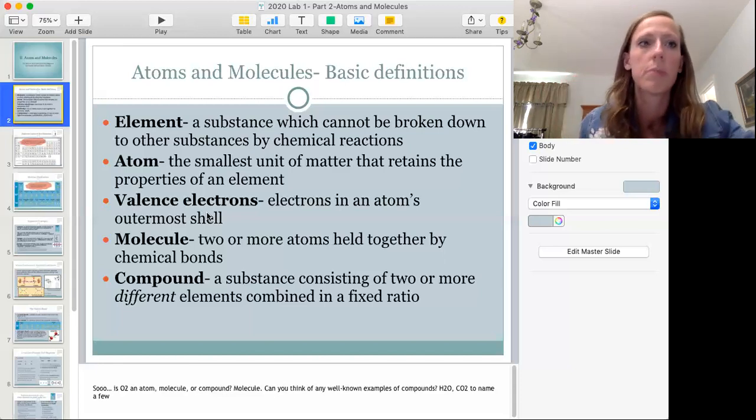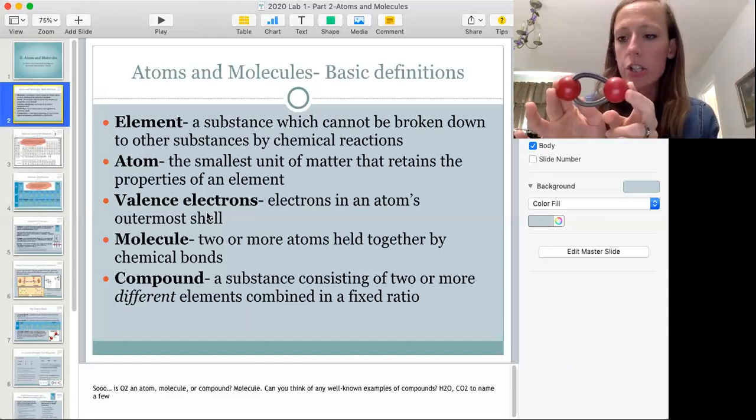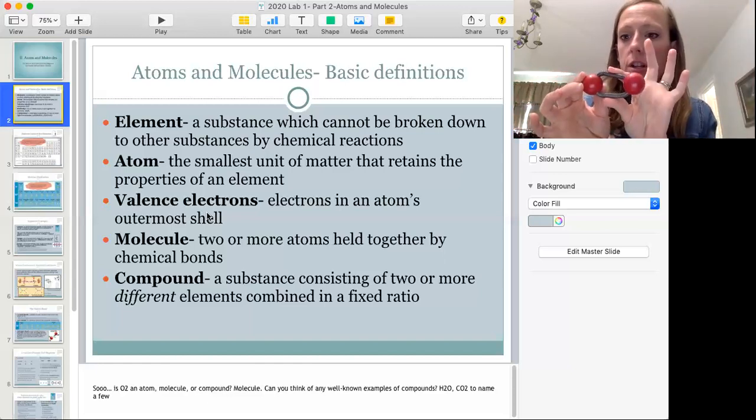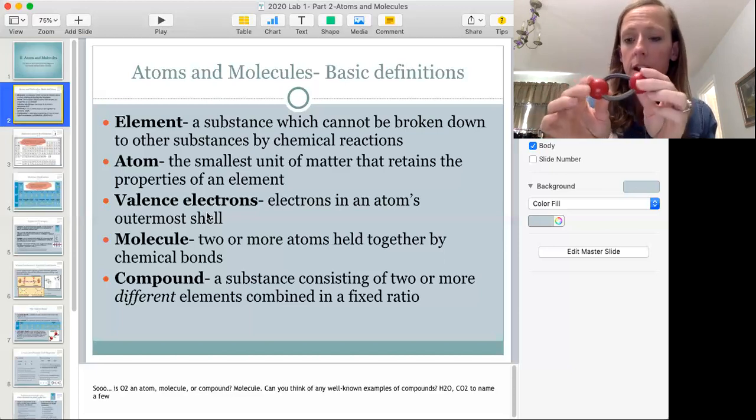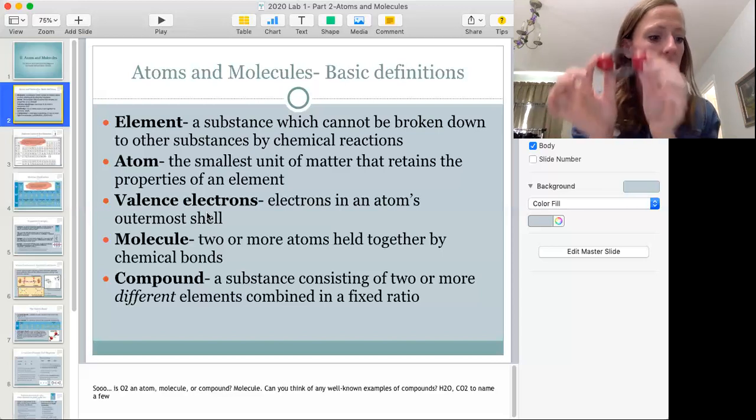Molecular oxygen would be very similar. I think I have that one built as well for you. Molecular oxygen actually has a double bond between two atoms of oxygen. The red is representing an oxygen atom.